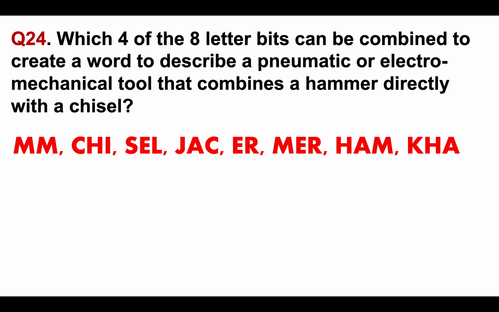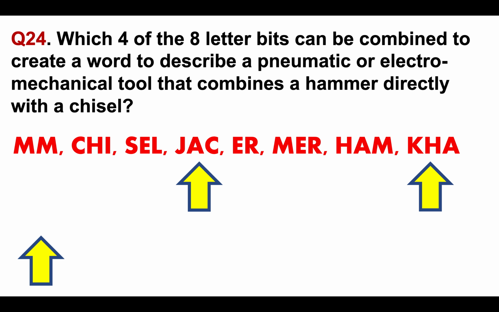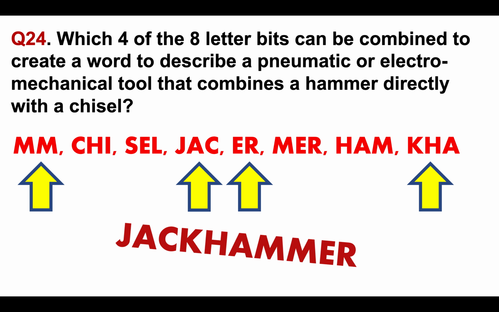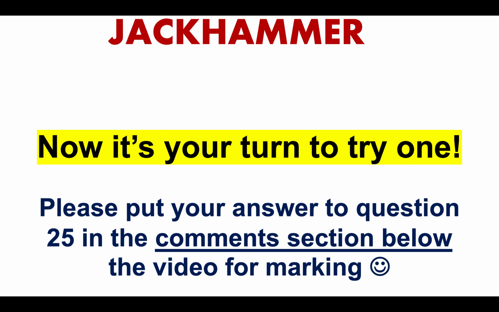So we have to decide which 4 of these 8 letter bits, 1, 2, 3, 4, 5, 6, 7, 8, we have to combine just 4 of them to create a word that describes a pneumatic or electromechanical tool that combines a hammer directly with a chisel. Can you work out which one it is? The correct answer is jackhammer. It's difficult. Try one yourself.